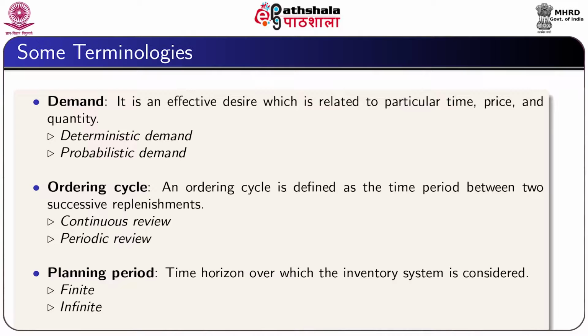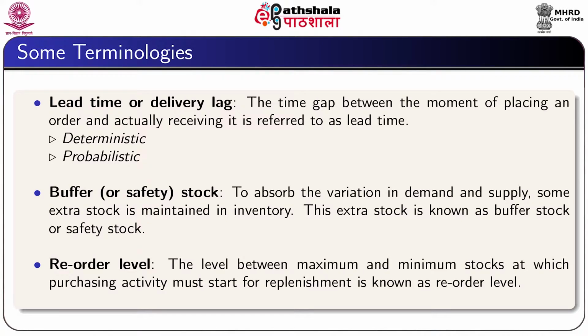Planning period. The time horizon over which the inventory level is to be controlled, or over which the inventory system is considered, is called planning period. Planning period may be of two types, finite planning period or infinite planning period. Lead time or delivery lag. The time gap between the moment of placing an order and actually receiving it is referred to as lead time. Lead time may be deterministic or probabilistic.